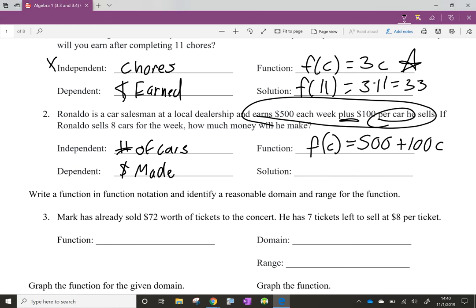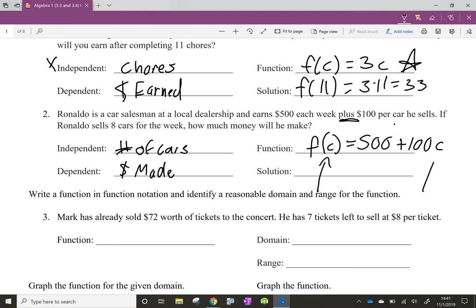That per car tells you exactly where your variable is going to go. That's saying 100 times C. Or X, again, if you used X, that's fine. I just used C in this case, so I'm just going to stick with C. But there it is, right? It's $500 each week plus the $100 per car.